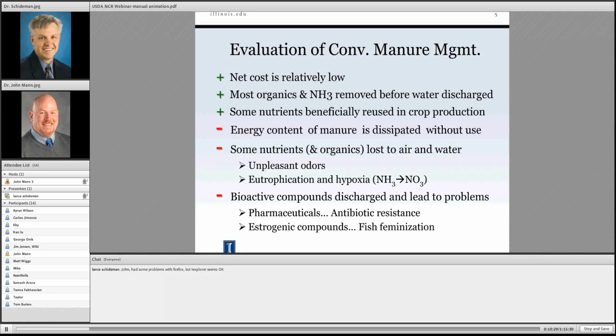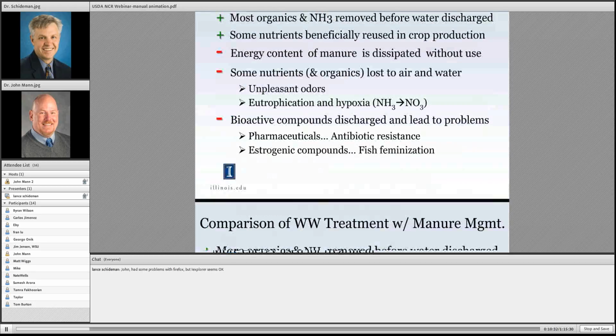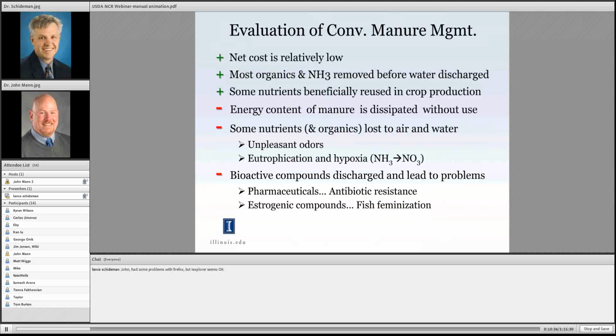If we were to evaluate manure management, it's primarily done for low cost, because there's not the same kind of regulations on manure management as there is on a wastewater treatment outflow. And there's usually more land available in a nearby place where it can be effectively land applied and used as fertilizer. So in any case, most of the organics and nitrogen are removed or stuck on the land before they are discharged to any surface water body.